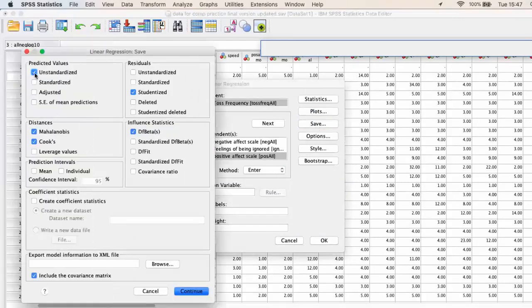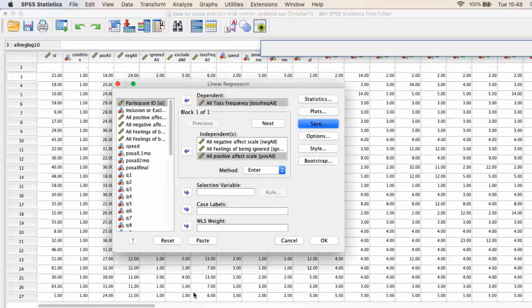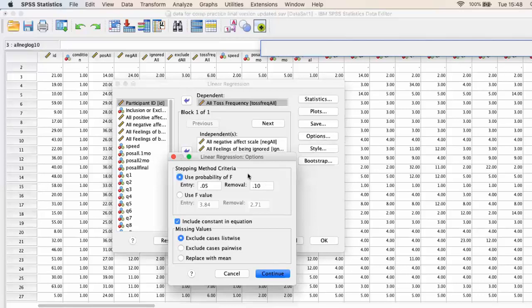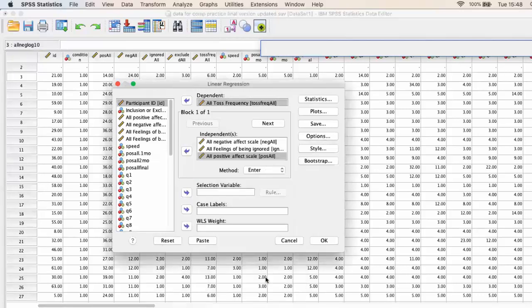Save standardized predicted values. You definitely want to save these distances because they might ask about that. Mahalanobis distance is the one for multivariate outliers. Cook's distance is for univariate outliers. And you want to save your studentized residuals and your DF betas. I didn't save that when I did the count, but I think you guys said Dr. G liked that. So since you're familiar with it, I left it on there. Options, nothing to worry about there. And you're all good. So you hit OK.